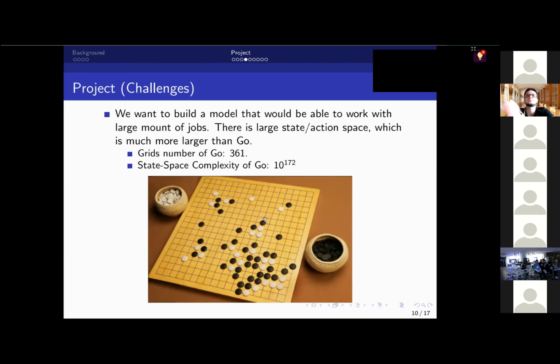Yes, and for our project, there are challenges because we want to build a model that would be able to work with a large amount of jobs. So there is a large state action space. As we know, the grid number of the Go game is 361, and the state space complexity of Go is a very large number. But in our case, the state action space is much larger than Go. Then how can we overcome this challenge?